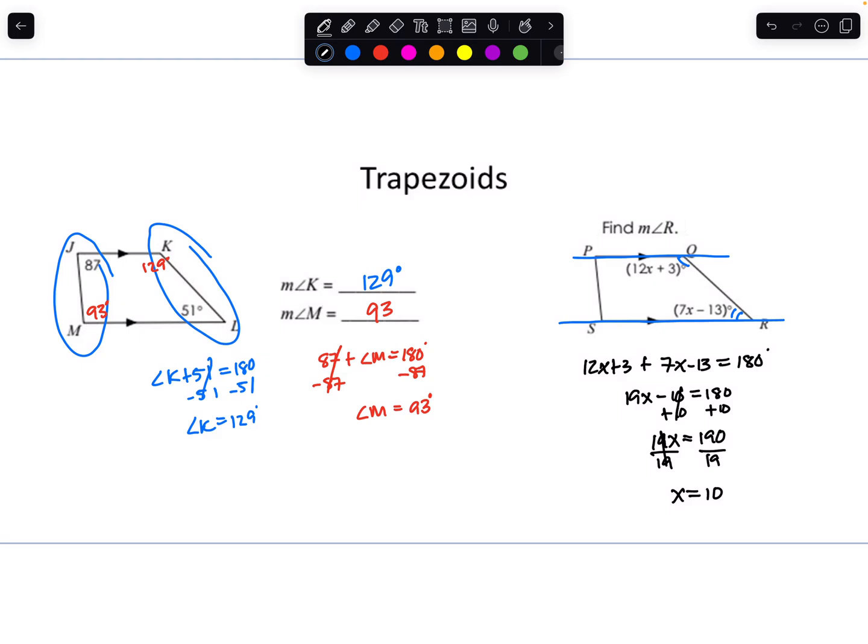Now, once I know the value of x, I can plug it back in to solve for the measure of angle R. So I go to R and I plug in 10 for x. So I have 7 times 10 minus 13. 7 times 10 is 70. And 70 minus 13 is 57 degrees. And this is how you find any angle really in a general type of trapezoid. Two consecutive angles will add up to 180 degrees.